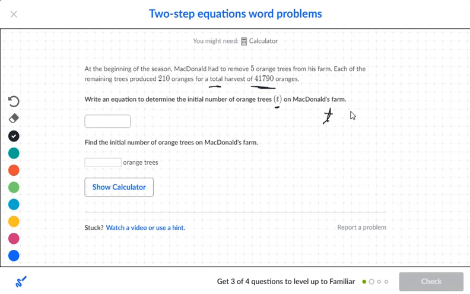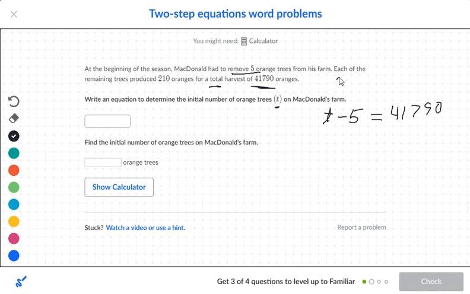But see, these trees were altered. So whatever T stood for, he removed 5 trees. So we're going to subtract this by 5. See, that's like the adjuster there. Now, we're going to set this equal to 41,790. Because what you're after is how many trees did he have before he removed. So if you remove something, that's like subtraction.